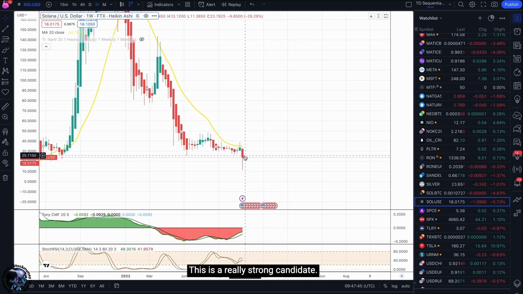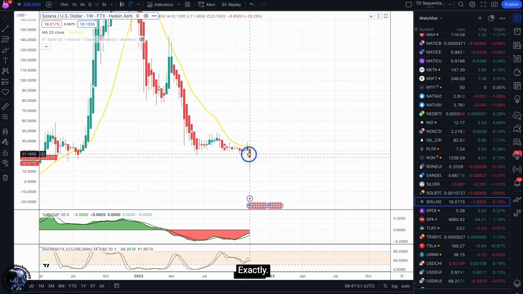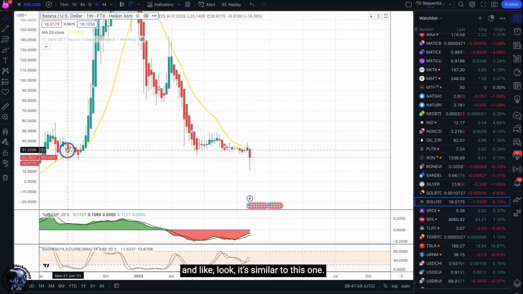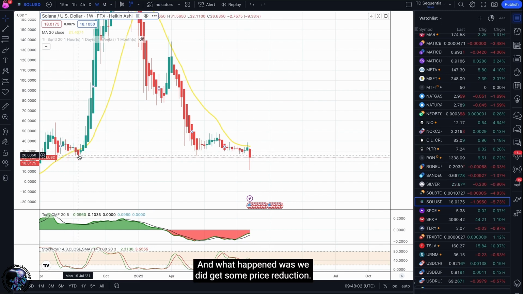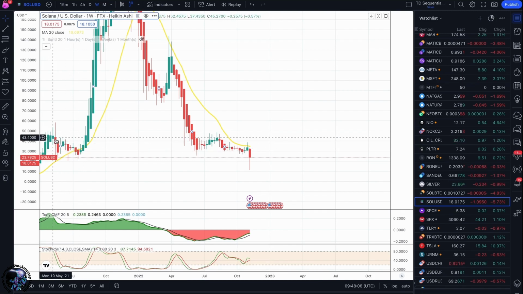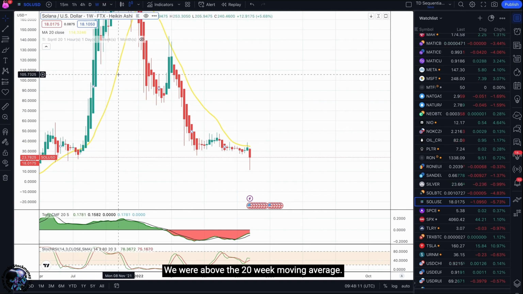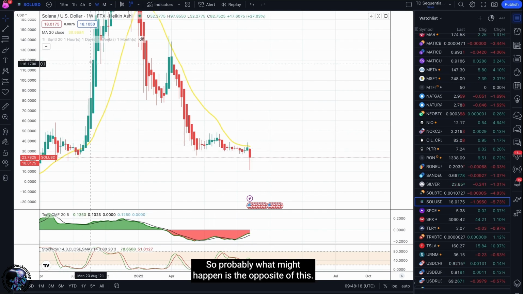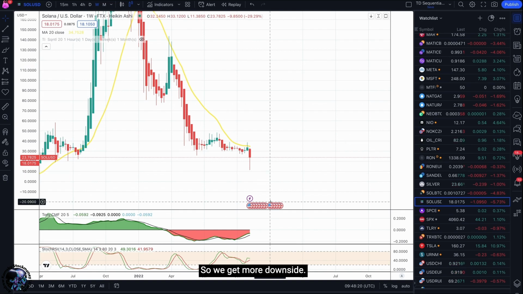sometimes this is a really strong candle. I can't remember the name of this candle, like a hammer, exactly. Hammers are really good candles to have, but this one is a red hammer, and look, it's similar to this one. And what happened was we did get some price reduction. The only difference here was that when we got this candle, we were above the 20-week moving average. We're now below the 20-week moving average. So probably what might happen is the opposite of this. So we get more downside.